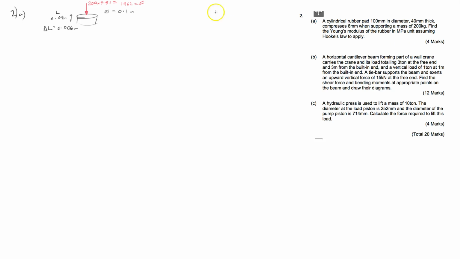And it wants to know the Young's modulus of the rubber, assuming Hooke's law to apply. Now, all Hooke's law basically says is the force is proportional to the distortion. So it's the straight bit of the stress strain curve, this bit here. So in other words, assume that your normal formulas work, which is just as well. So let's state our formulae next. So we know that Young's modulus, and as soon as you see that word, you can pretty much say Young's modulus is stress over strain.